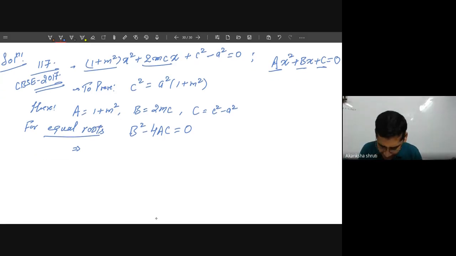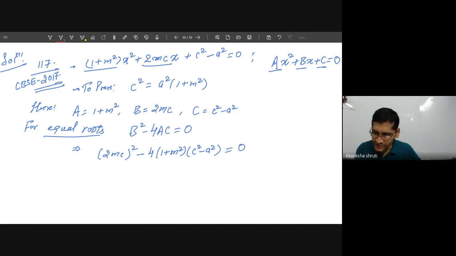So student, capital B is our 2m, so (2mc) whole square minus 4. A is our 1 plus m square, and C is the other bracket, c square minus a square. This has to be equated to 0.